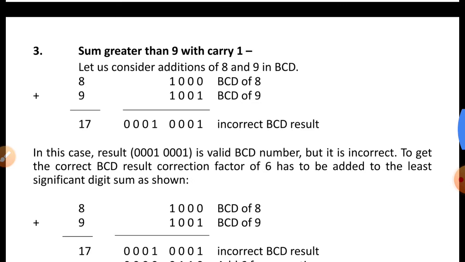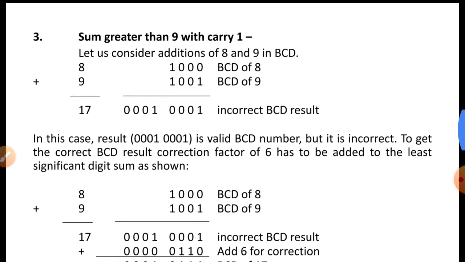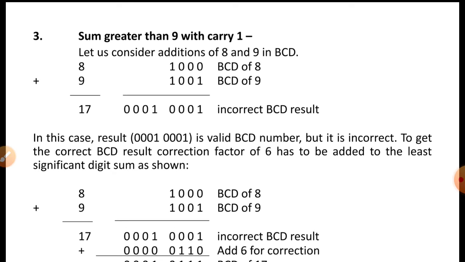Now the third case may be that after the addition of two BCD numbers, the sum will be more than decimal 9, and there is also a possibility that we get a carry out of that. For that I have taken an example where we add two numbers, 8 and 9.